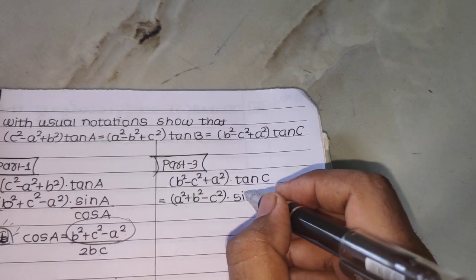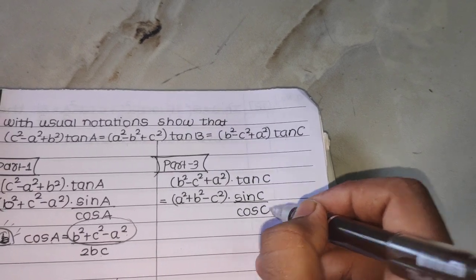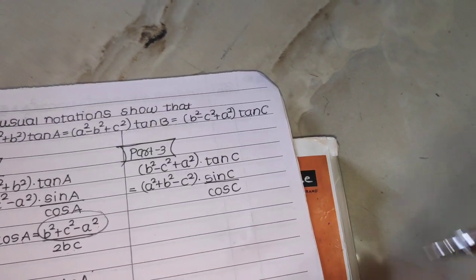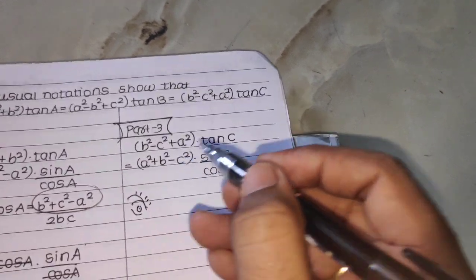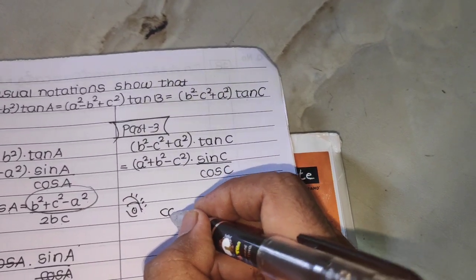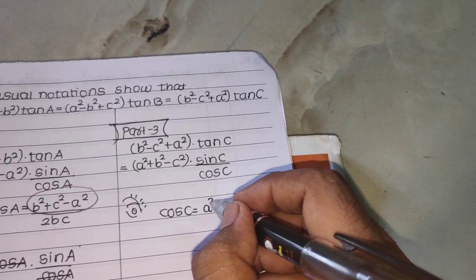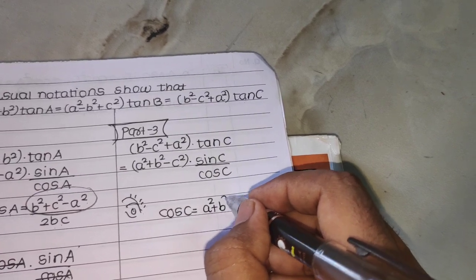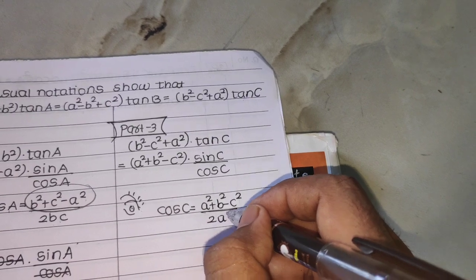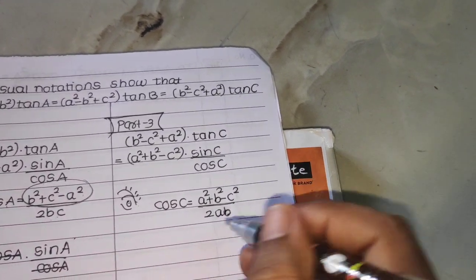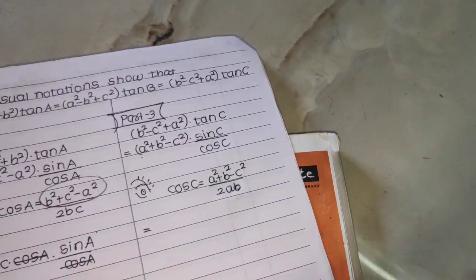Now tan of c can be written as sine of c upon cos of c. Once again there is a transformation formula of the cosine: cos of c equal to a square plus b square minus c square upon 2ab. So step starts again. So a square plus b square minus c square.